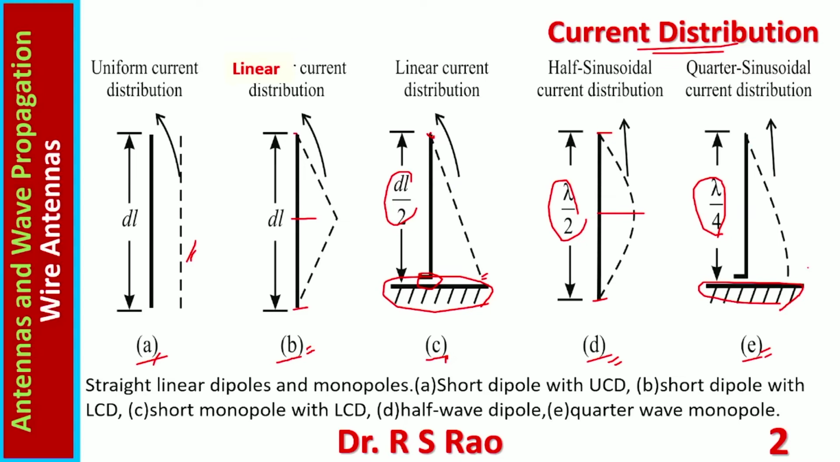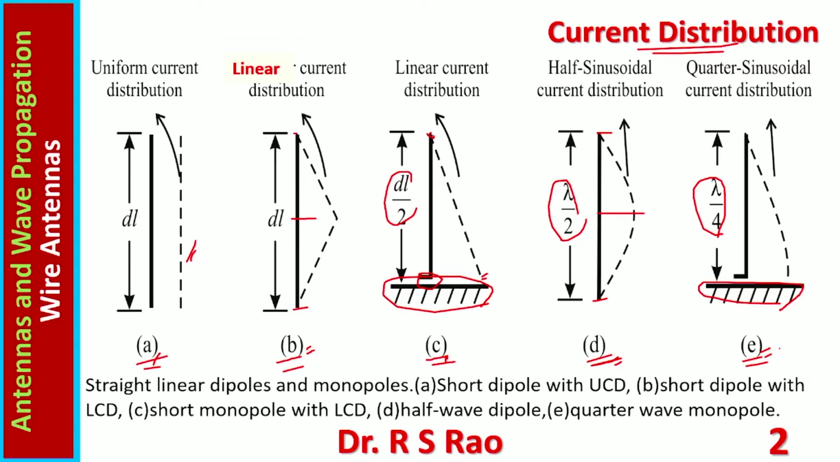Out of these 5 wire radiators, A and D are already covered in earlier sessions. In the present session, we cover B, short dipole with linear current distribution or triangular current distribution; C, monopole with linear current distribution; E, quarter wave monopole with sinusoidal current distribution. And then we take up loop antennas too.